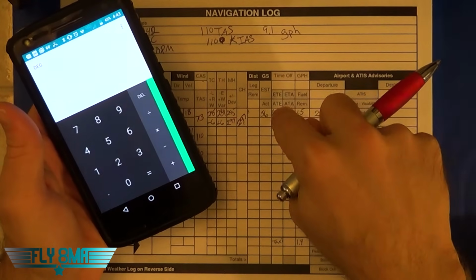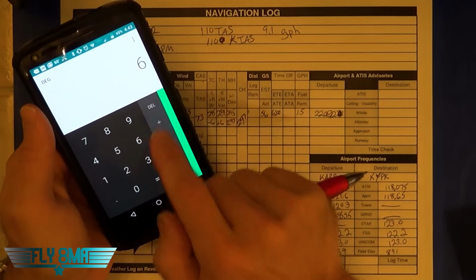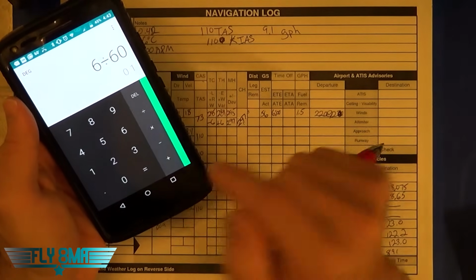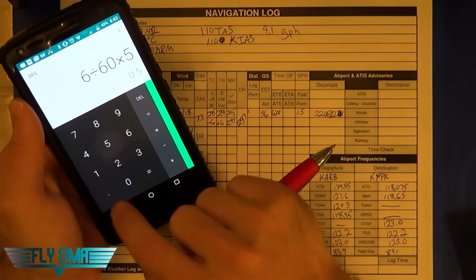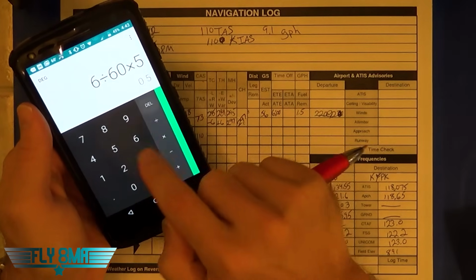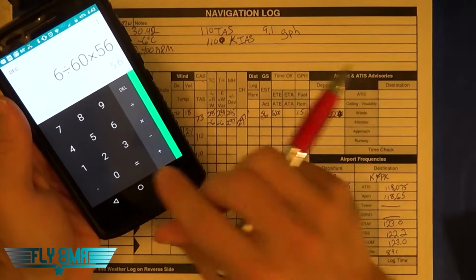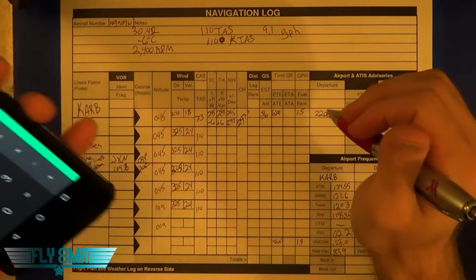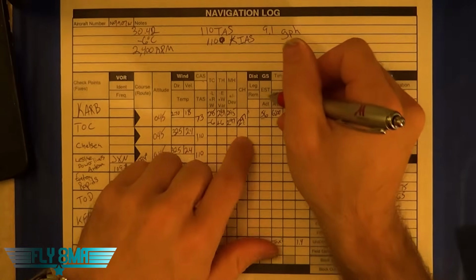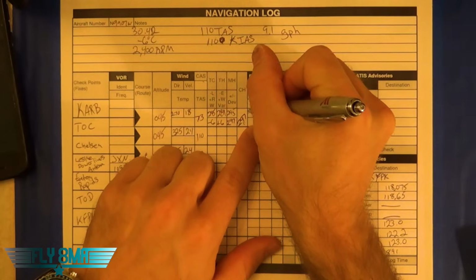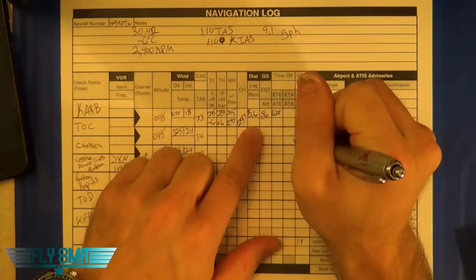So 56 knots, 6 minutes. It's simply going to be 6 minutes over 60. That's 1/10 of an hour, obviously. We multiply that by the 56 knots that we're going, and that tells us 5.6 nautical miles is how far we're going to cover. So our leg distance became 5.6 nautical miles.